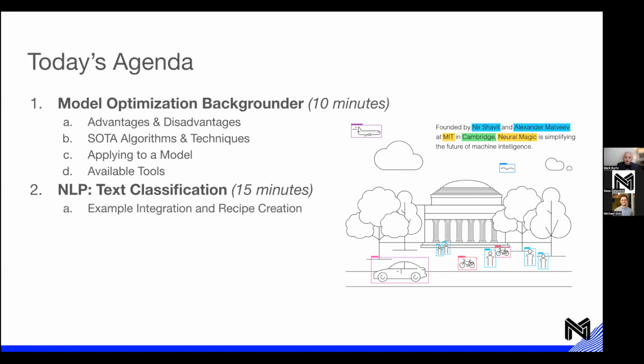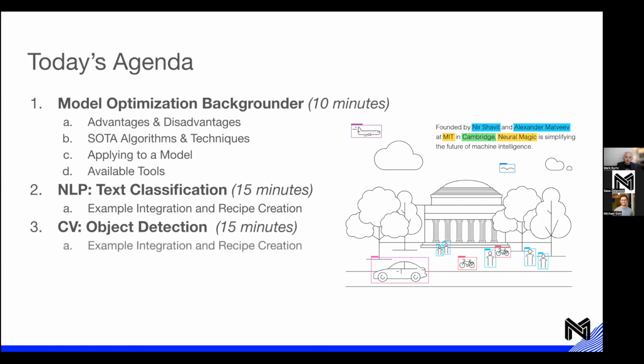So example integration and what we call recipes, and we'll get into recipes a little bit later. Additionally, we'll walk through after that, a computer vision object detection example, a YOLO v5 example. We'll walk through how to integrate and how to create a recipe to be able to optimize these models. And then finally, we'll conclude with next steps and discussion and open it up for a discussion.